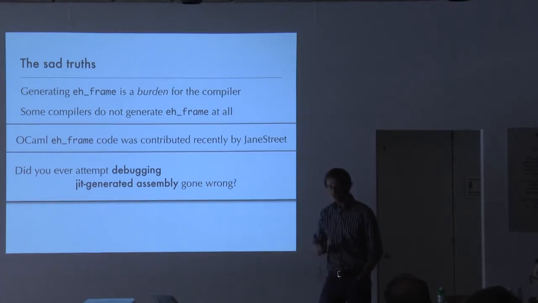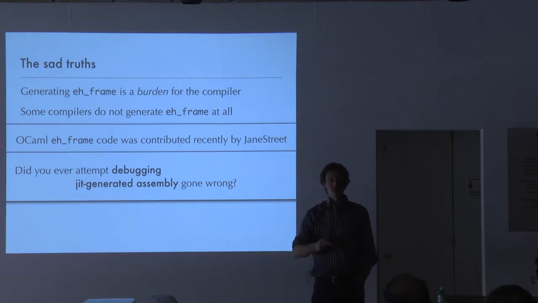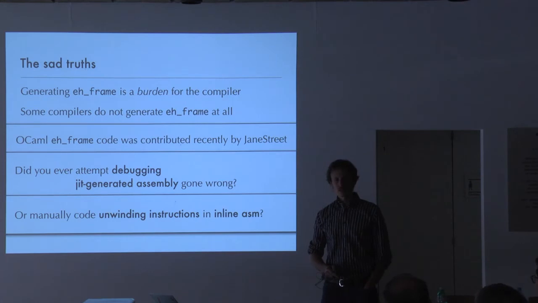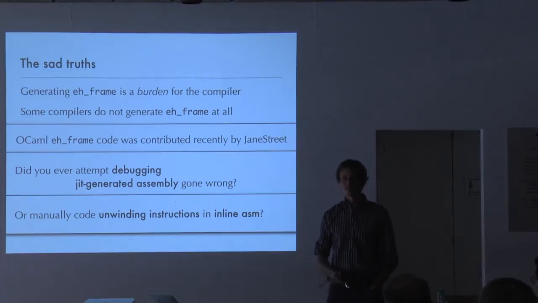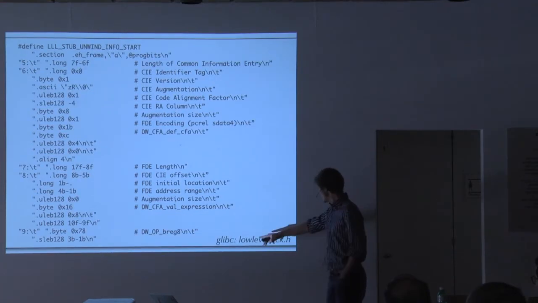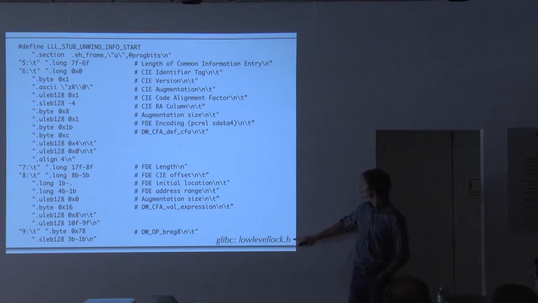And another problem. Now you're writing some low-level code, so you write some inline assembly in your code. Does all this mean that I should write manually the unwinding instructions in my really complicated inline assembly? And the answer is yes, you have to. Okay, and it can be quite complicated. I have this nice example that comes from glibc, lowlevellock.h.